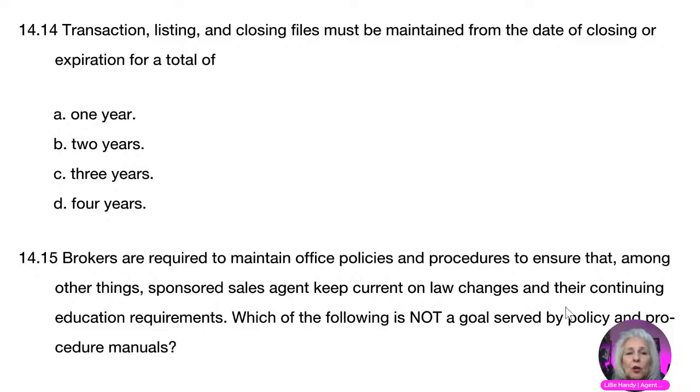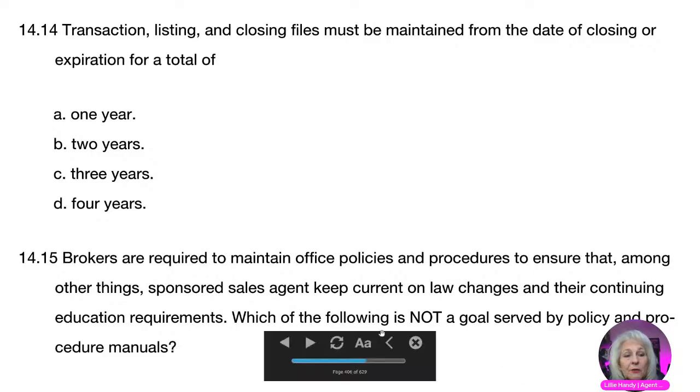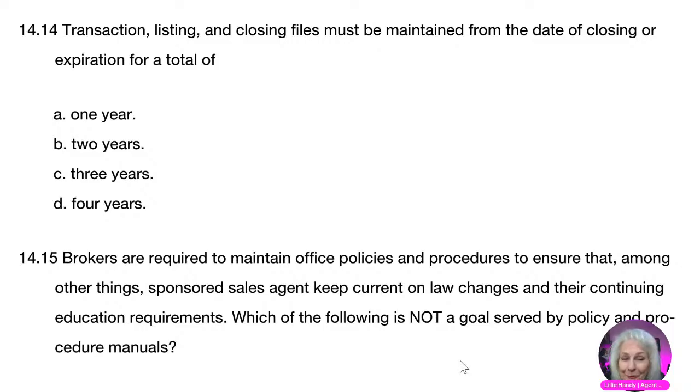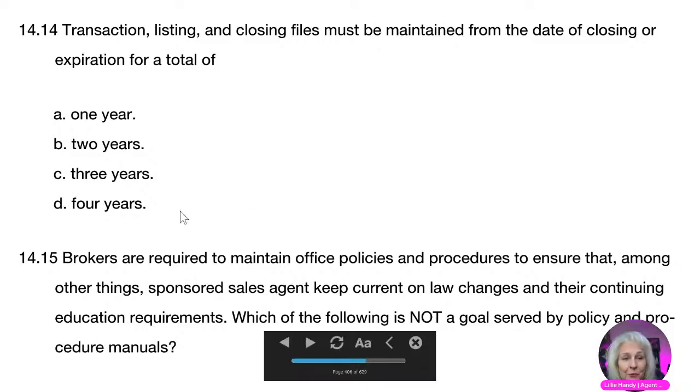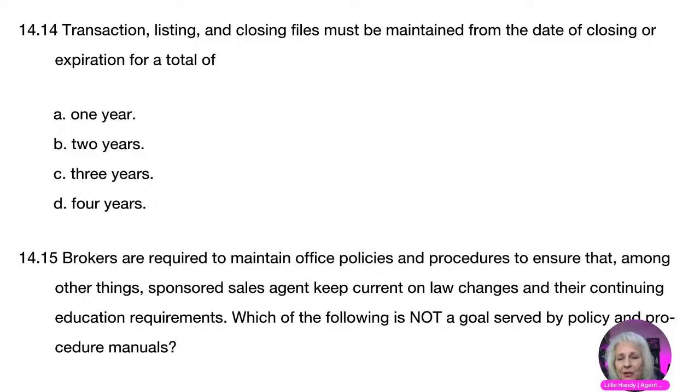All right, transactions, listings, and closing files must be maintained from the date of closing or expiration for a total of, so here in Texas, we hold them for how many years? A, 1 year, B, 2 years, C, 3 years, D, 4 years. How many years must we retain them here before we shred them? Nobody wants to answer? So the answer here for 1414 is D. We must maintain them for 4 years.